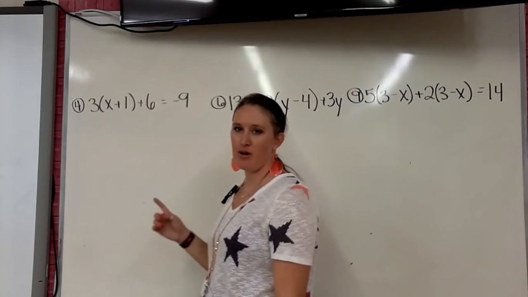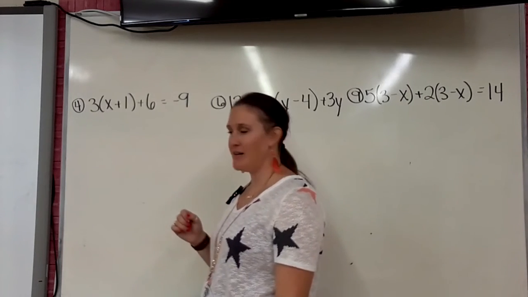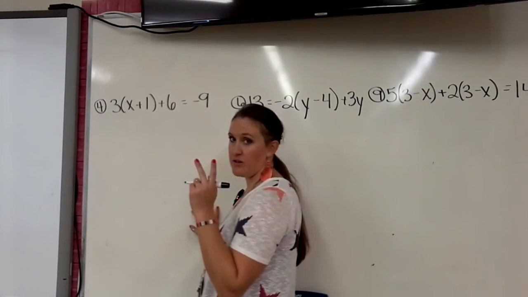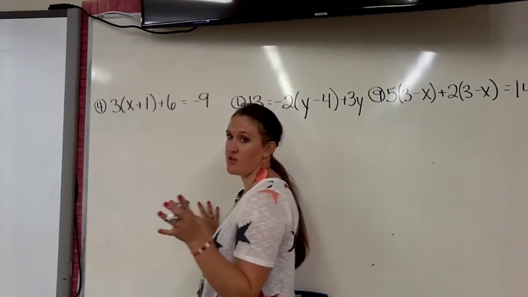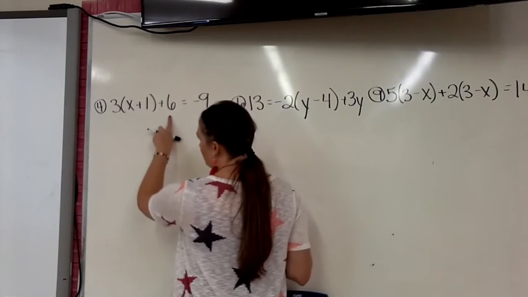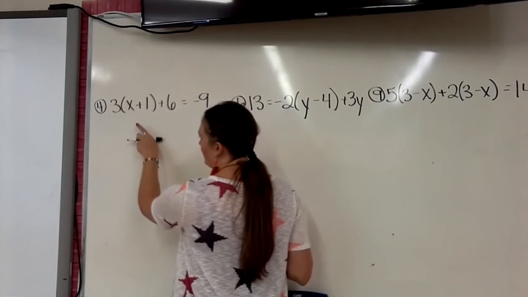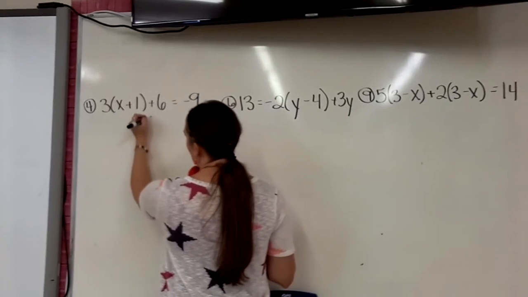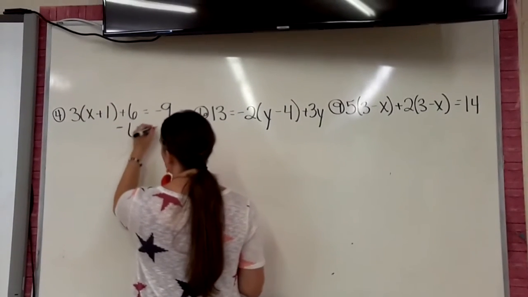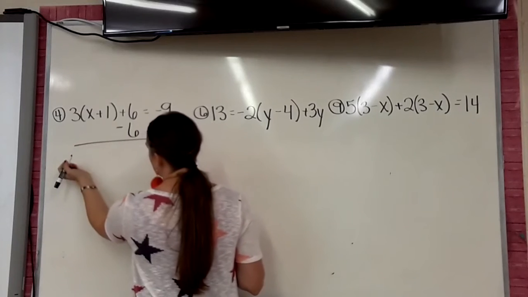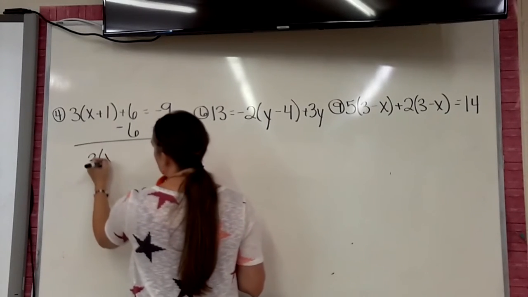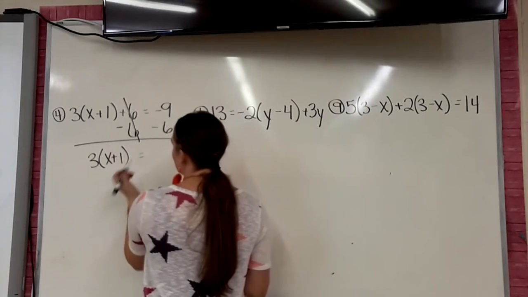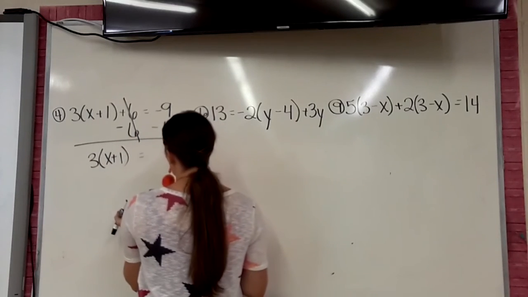Okay, so on problems 4, 6, and 9. On 4, remember there's two models that you could have used on how to solve this, whichever one's easiest for you. I am going to get rid of my 6 first, and then I'm going to divide to get rid of 3 before I distribute. So this 6 is being added, so to get rid of it, I subtract it from both sides.